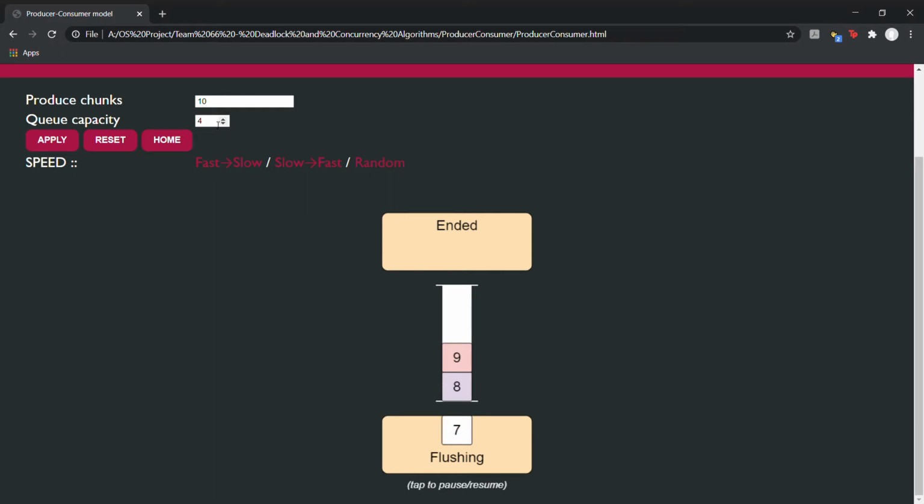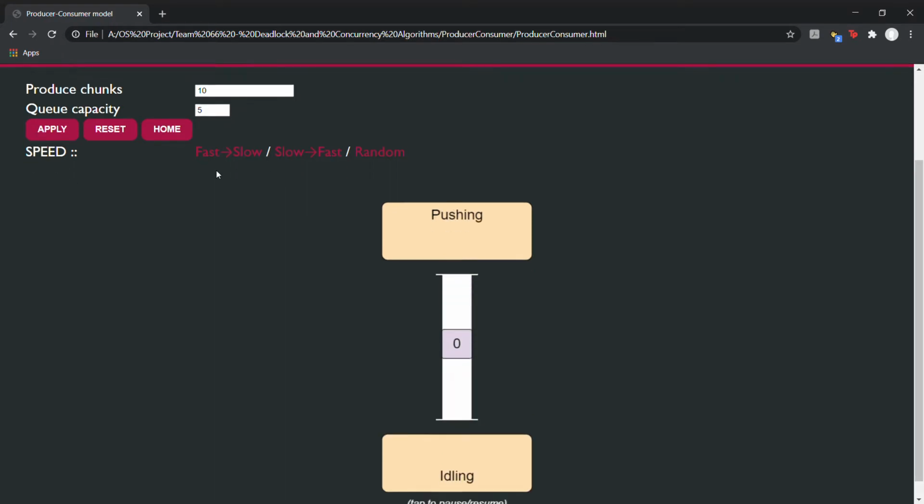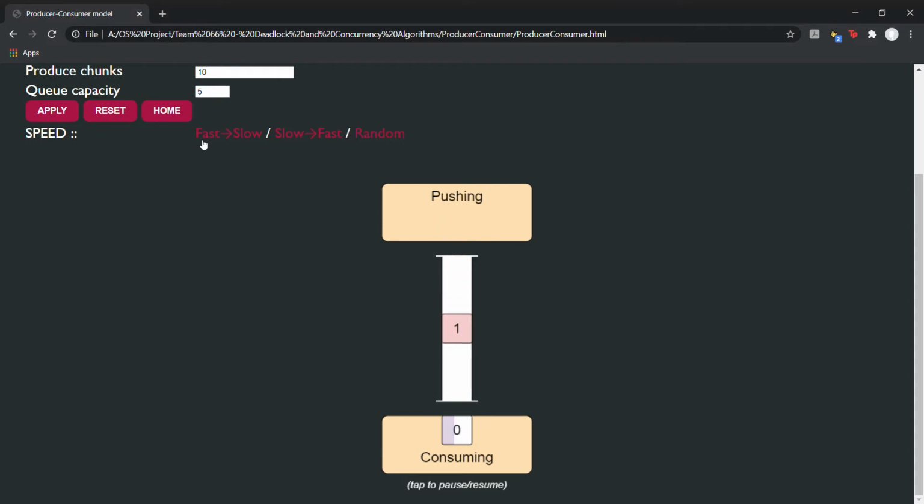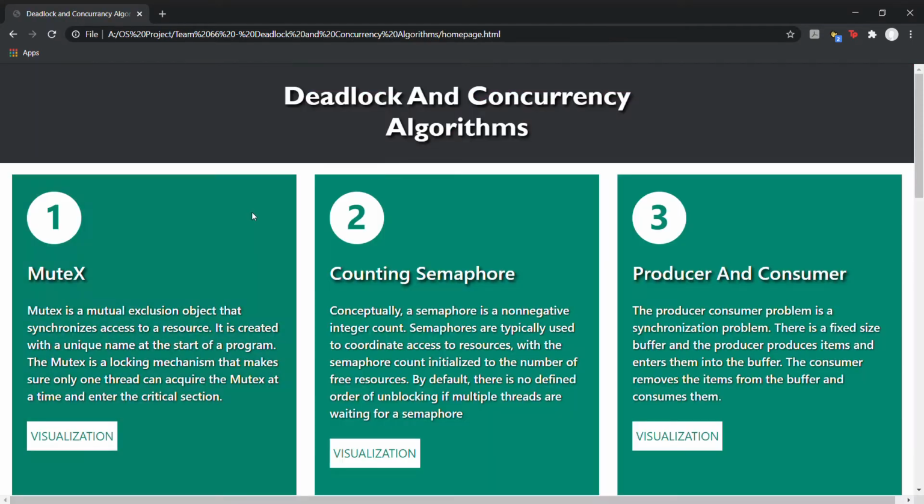We can change the queue capacity and also change the speed at which the producer produces the chunks and the consumer consumes them. We can set it from fast to slow, slow to fast, or even random. We go back to the home page.